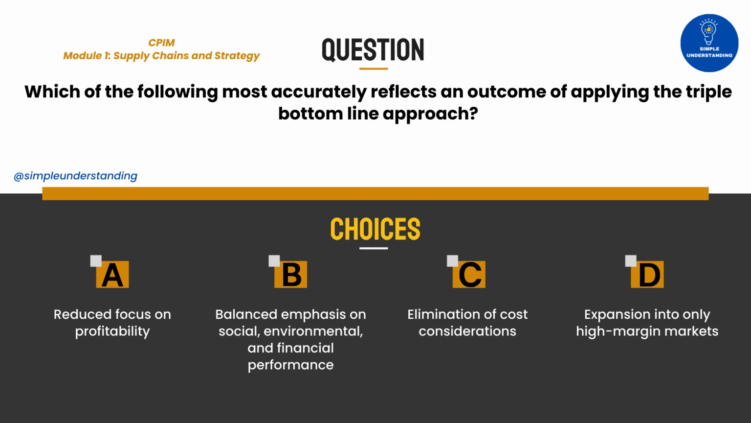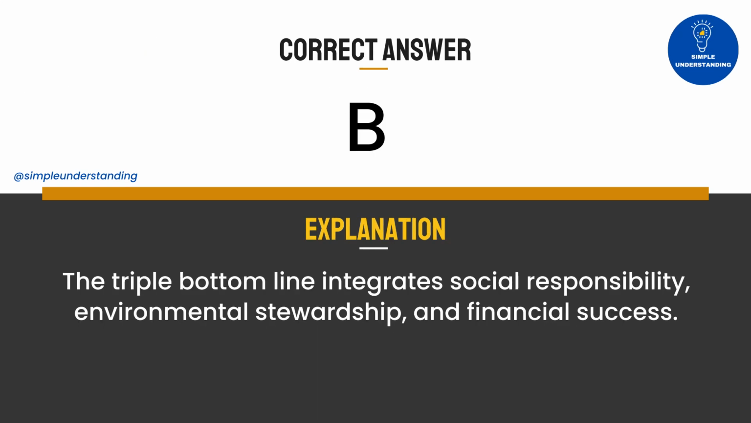Question 5. Which of the following most accurately reflects an outcome of applying the triple bottom line approach? A. Reduced focus on profitability. B. Balanced emphasis on social, environmental, and financial performance. C. Elimination of cost considerations. D. Expansion into only high-margin markets. Correct answer. B. Explanation. The triple bottom line integrates social responsibility, environmental stewardship, and financial success.